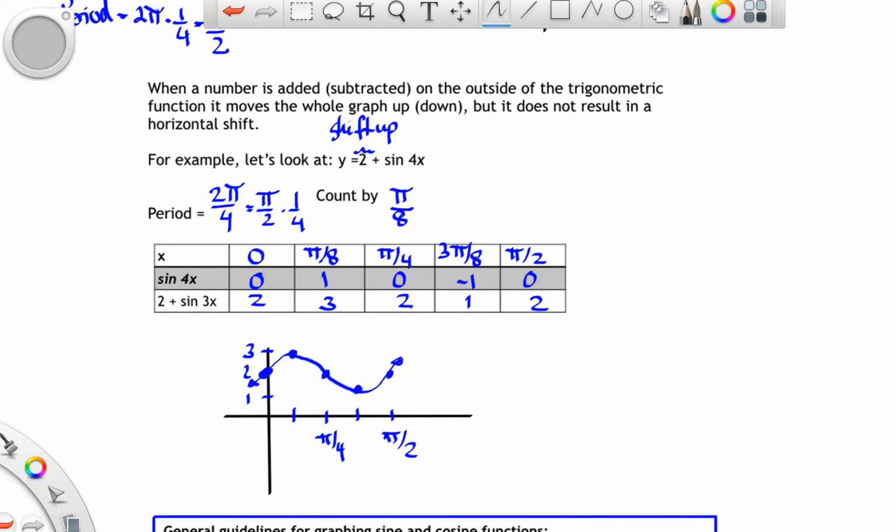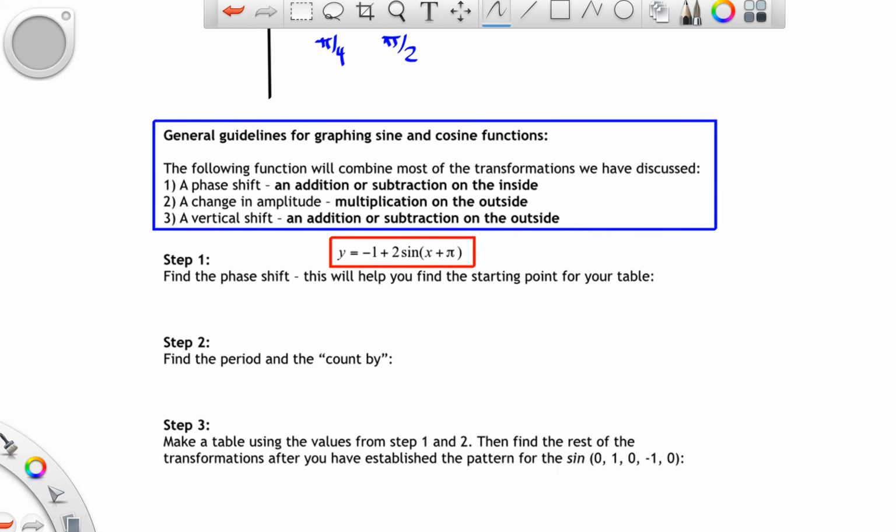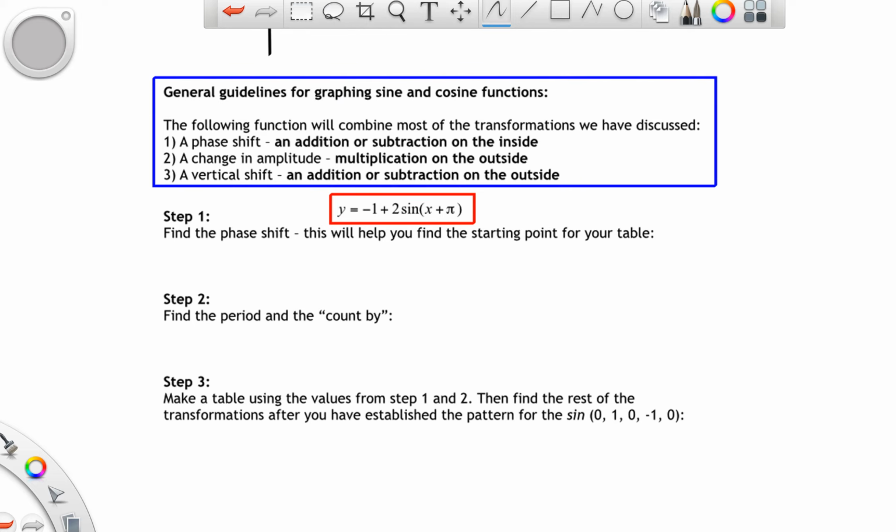All right, let's do an example where we get a whole bunch of stuff. So generally what we want to do is we want to look at a phase shift first. Do we have an addition or a subtraction on the inside? So yes, we do. So we need to worry about that first. Then we have a change in amplitude. Yep. And do we have a vertical shift here? So yes. So the only thing that I don't have listed in here is we don't have a period change here. Now you are responsible for knowing how to graph something with a period change.